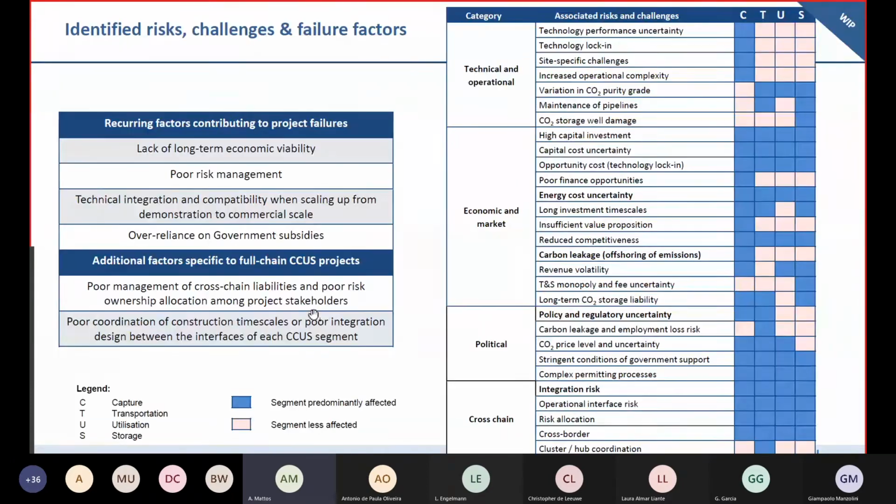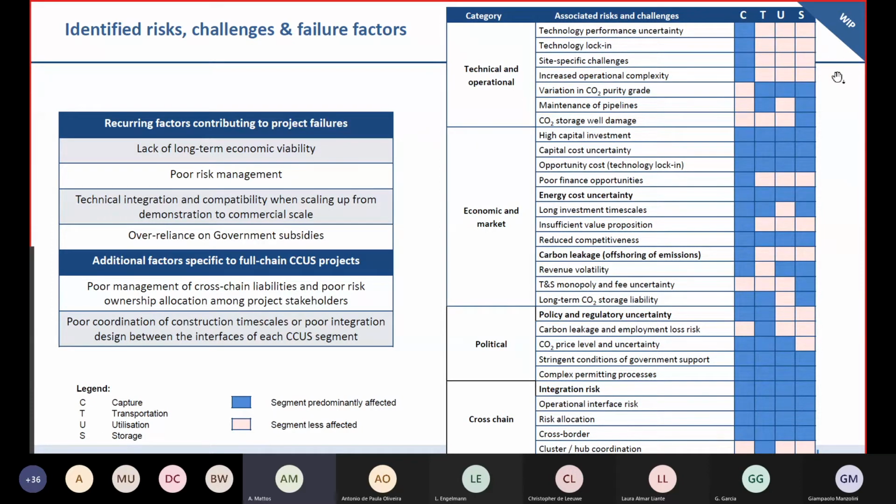So now we'll share with you some early findings of our C4U project based on risks and challenges. For a successful business model, you need to understand the risks that you're trying to mitigate, those risks associated with the technology, so that the model can be effective in reducing those and allocating them appropriately. And it's important to learn from previous project success factors and failures, shown on this table on the left, such as management of cross-chain liabilities and effective coordination of timescales.